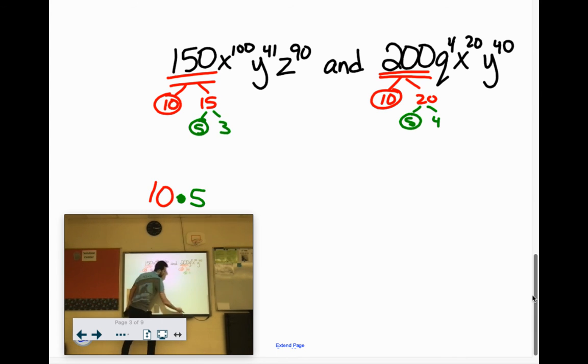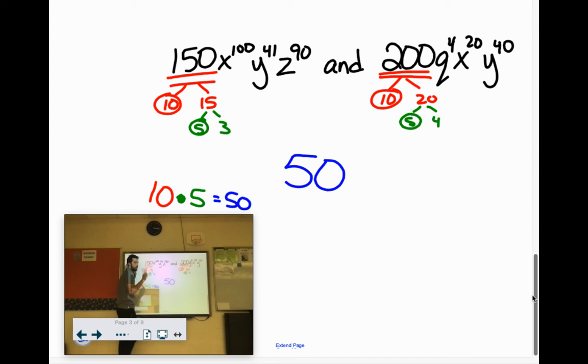Look at what's left. 3 and 4. Do they have anything in common? No, not except for 1. So all we're left with is 10 times 5, which is 50. So 50 is the largest thing that goes into 150 and 200. There we go. We've handled the difficult part. Now the easy part, the variables.